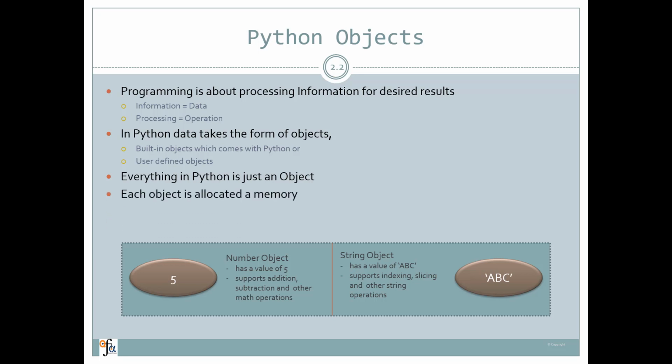Each of these objects, when it comes into existence, is allocated a memory. And each of these objects has an associated information. This information could be the object value or object attributes. Each of these objects will support some operation. For example, a number object will support addition, subtraction, or multiplication. As we go along, we will explore this concept in greater detail.